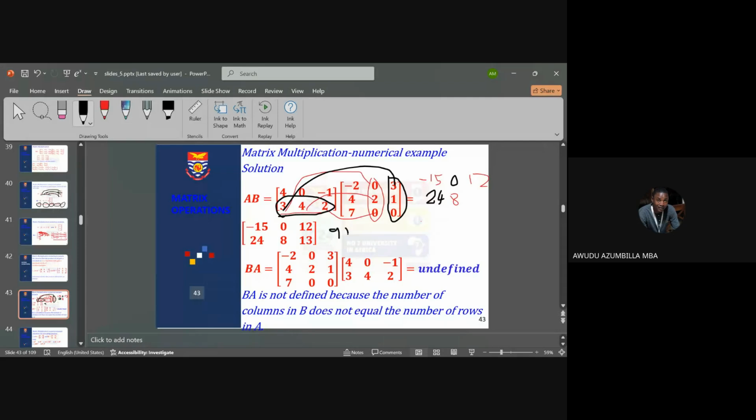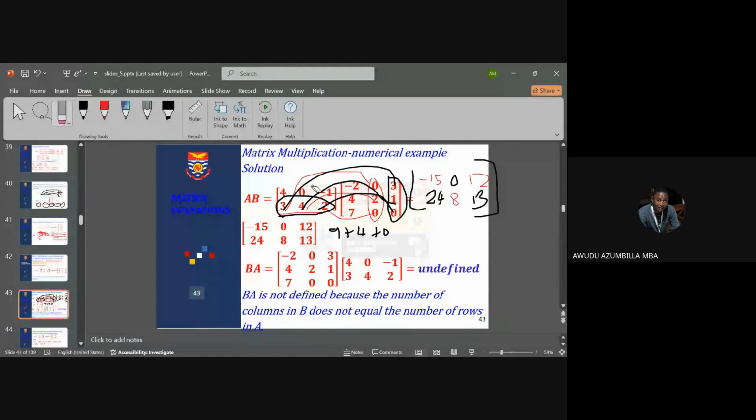Plus 4 by 1. That is going to give us 4. And then 2 by 0. That is going to give us 0. So at the end, we are getting 13. Okay, so this is how the multiplication is being done.